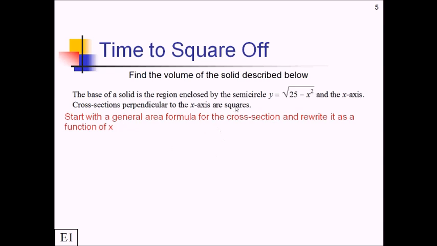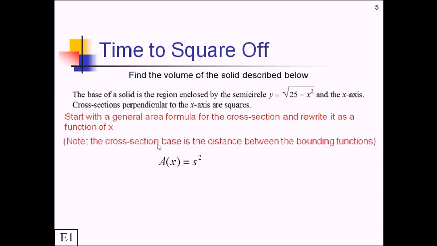So for squares, what's the area of a square? Oh yeah, it's A equals s squared. But now since this needs to be written as a function of x, I'm going to start by writing A(x) equals s squared. And of course, I can't just leave s in there. I have to replace this with something with an x in it. So what is one side of the square going to be? The cross-section base, which is one side of our square in this case, is just going to be the distance between your bounding functions. So basically, your distance strip that you would use to figure out the area of the bounded region, you're going to use that as the base of your cross-section.